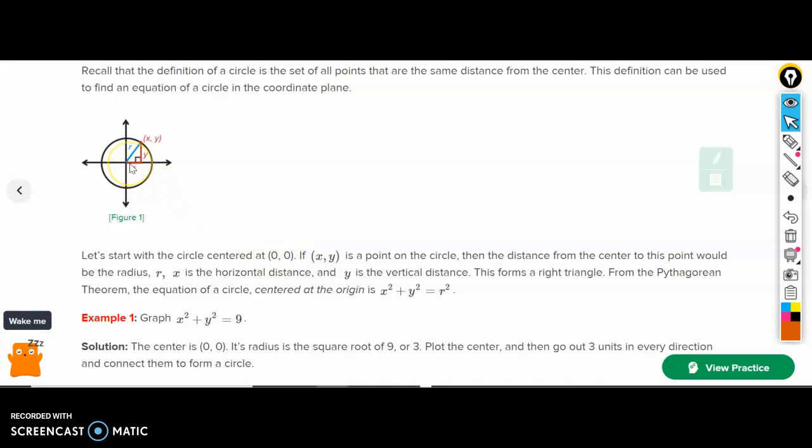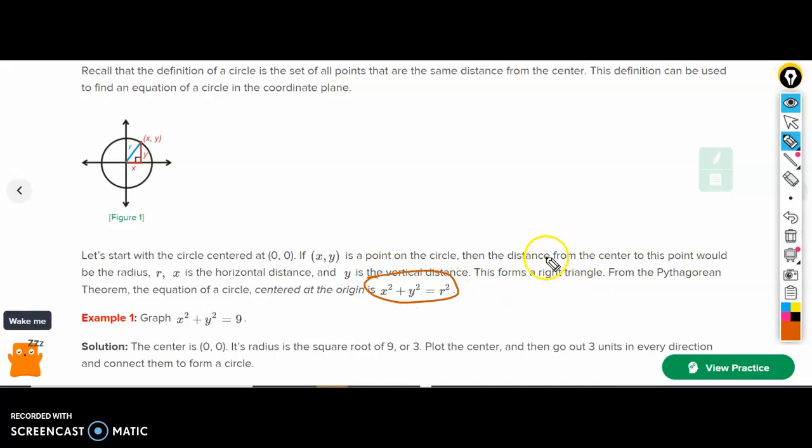So they're going to start with a circle at 0, 0. If XY is a point on the circle, then the distance from the center to this point would be the radius. X is the horizontal distance, y is the vertical distance, and this forms a right triangle from the Pythagorean theorem. The equation of the circle centered at the origin is x squared plus y squared equals r squared. Okay, and this is the basic equation of a circle with the center at 0, 0.